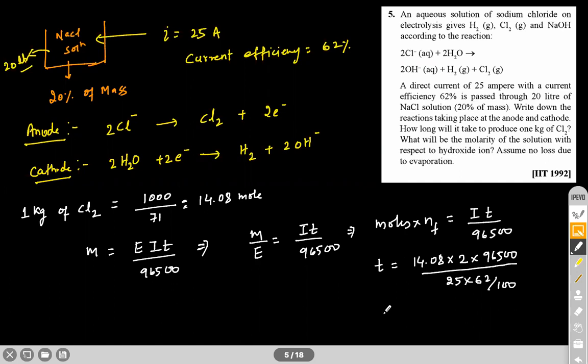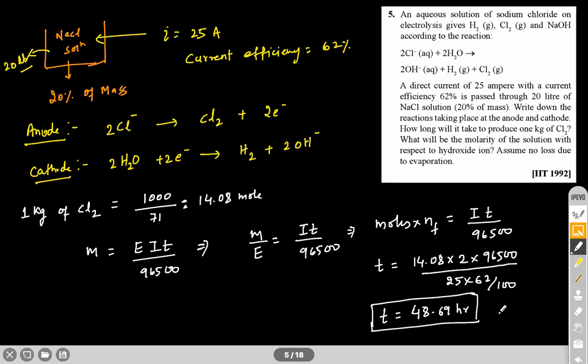So now when you solve this, you'll get T equals 48.69 hours. This is the time. And you can convert this into seconds also if required. So you get a huge number in seconds. So this is the time required to produce 1 kg of Cl2.